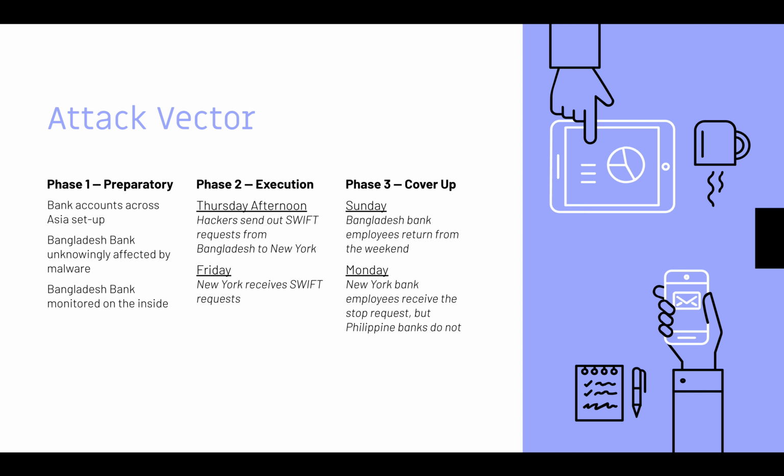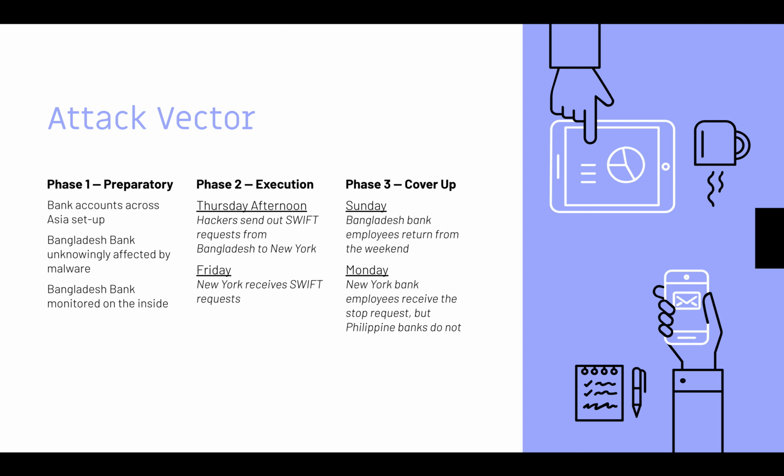On Sunday, the Bangladesh bank employees returned from their weekend and realized what had happened. They tried to send Swift stop requests to New York to try and mitigate the damage. However, because New York observes their working weekend on Saturday and Sunday, these requests would not reach them by the time the money transfers would have processed.